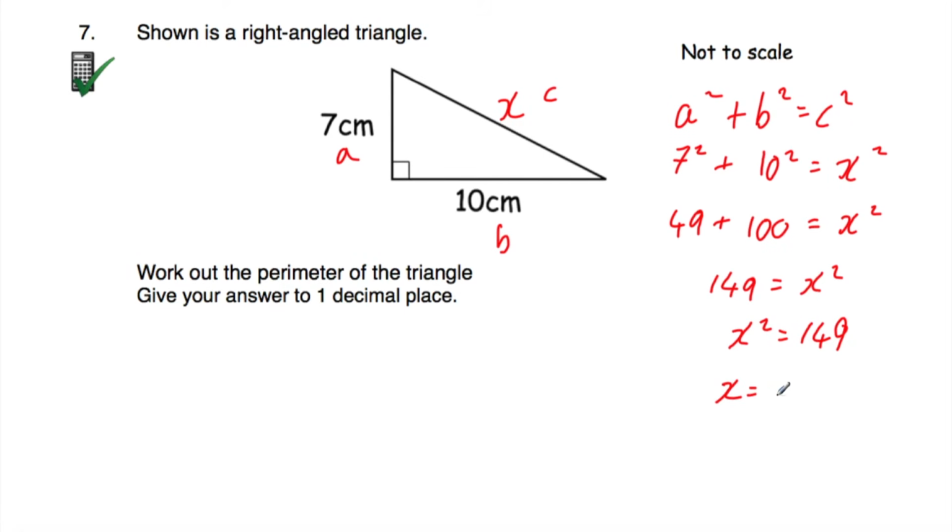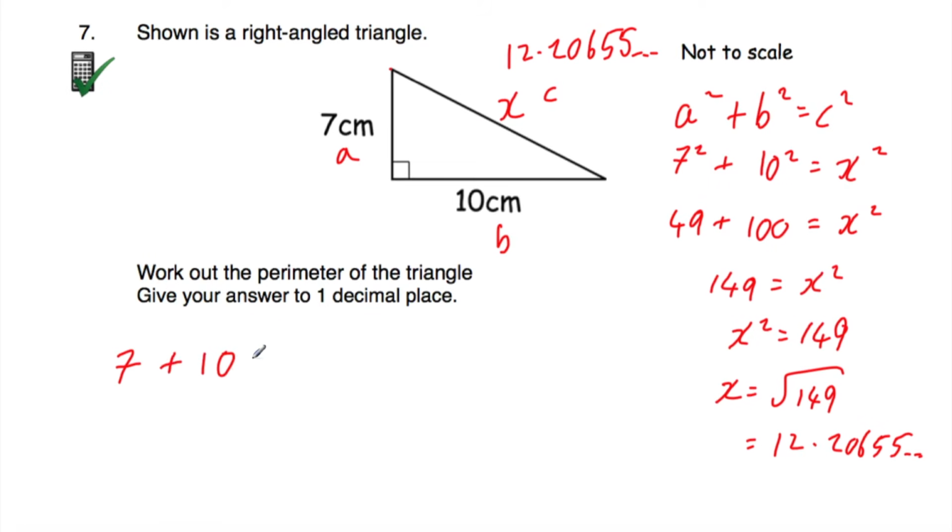So X is equal to the square root of 149, and if we press the square root of 149, that's equal to 12.20655 and so on. So that's the length of this side. So that's great. We now know the lengths of the three sides of the triangle, and we can add them up to find the perimeter of the triangle, because if we start here, we could do 7 plus 10 plus 12.20655 and so on.